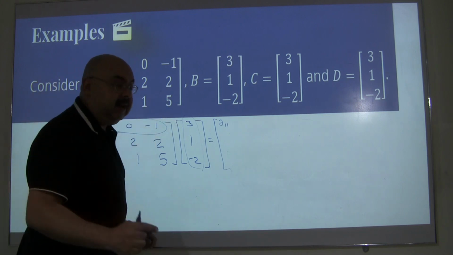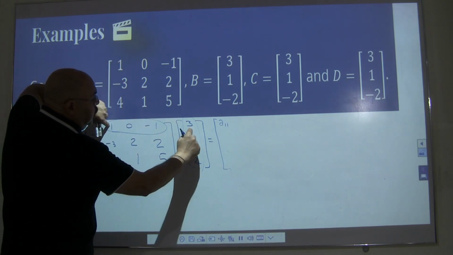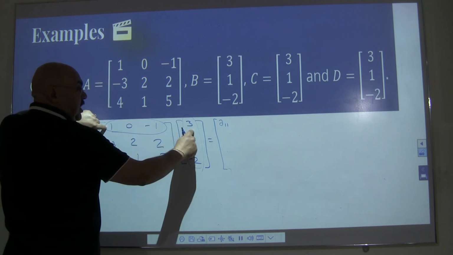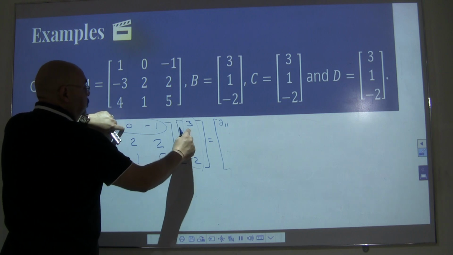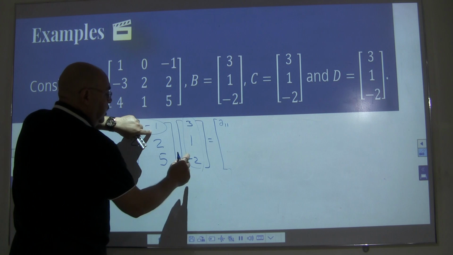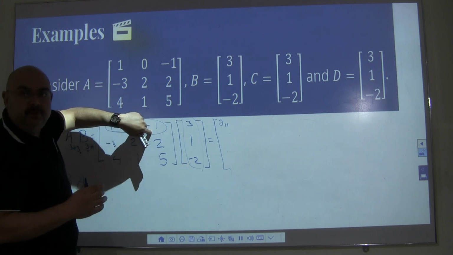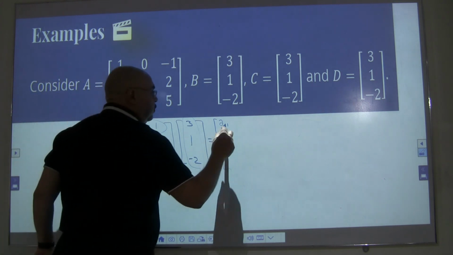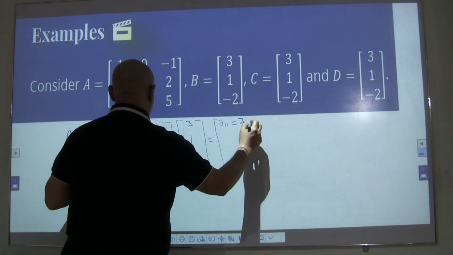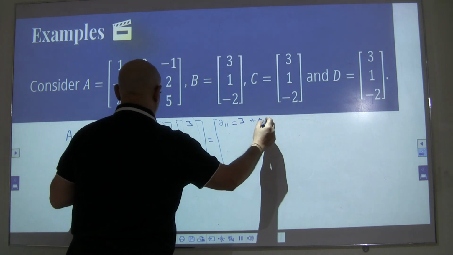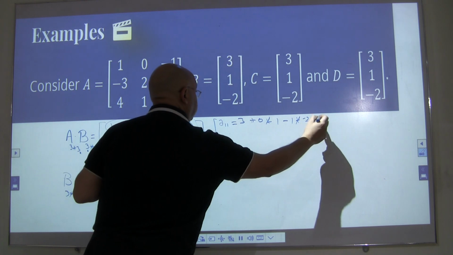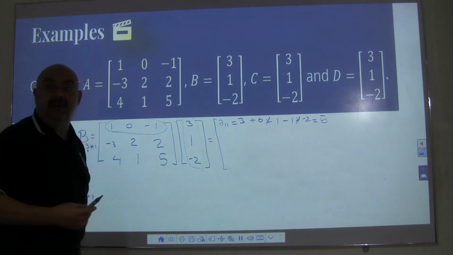Start the multiplication. Start 1 times 3, which is going to be 3, plus 0 times 1, which is 0. The sum is 3. Then negative 1 times negative 2, which is going to be positive 2. 3 plus positive 2 is going to come up to 5. I will write it for you. It's going to be 1 times 3, then plus 0 times 1, then negative 1 times negative 2. You will end up having just only 5.